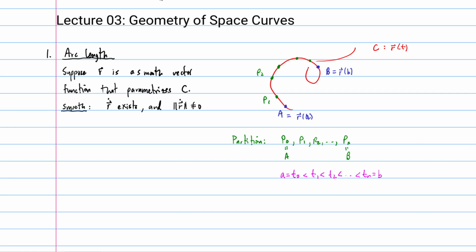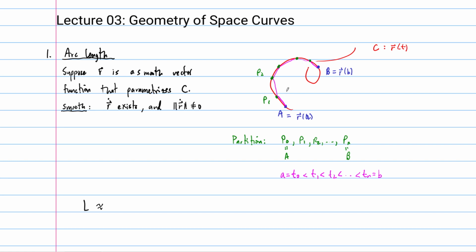The idea is once we have the partition, we're going to connect with line segments. Line segments here. And then we can use the line segments to approximate the length of the curve. So if we call the length of the curve L, then L is going to be approximately equal to the sum of the lengths of these line segments.